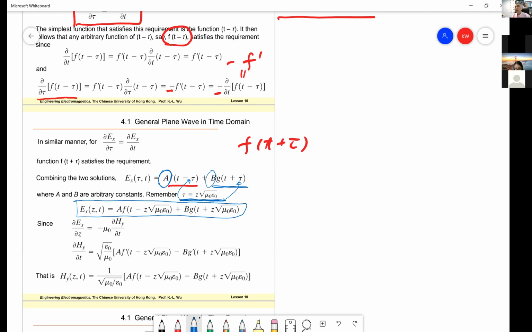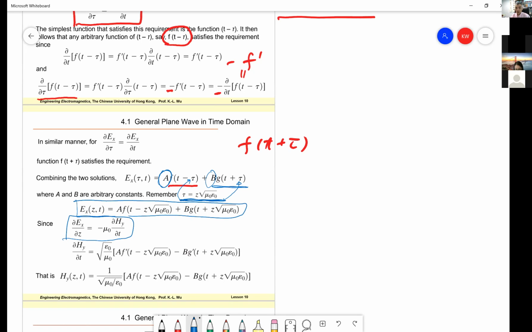You will say, Professor, what is this? You didn't tell us what F and G are. Don't worry. So far, it is a solution because we didn't miss anything. Then, we also know the relationship between the electrical field, which is polarized in the X direction, and the magnetic field polarized in the Y direction, Hy. They are related by this, which is from Ampere's law.